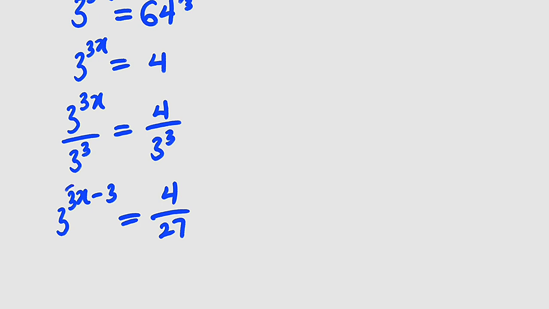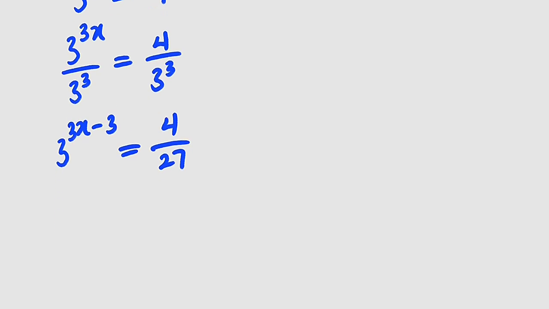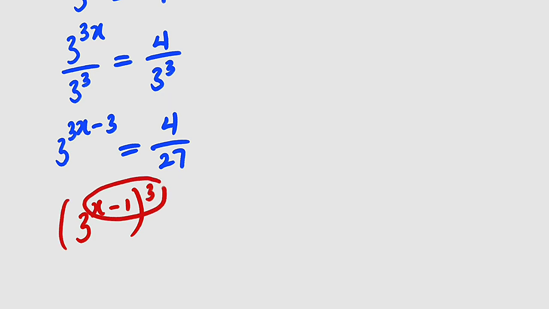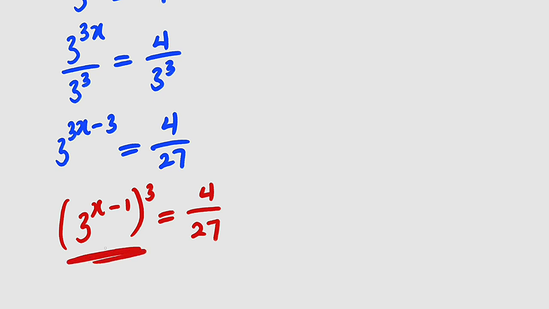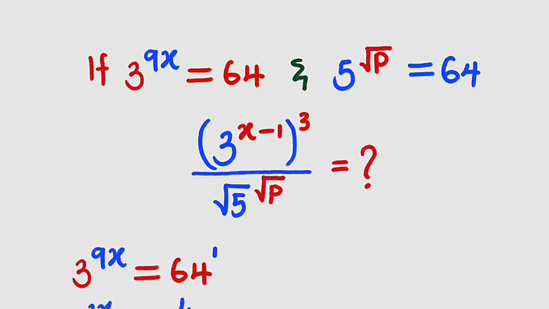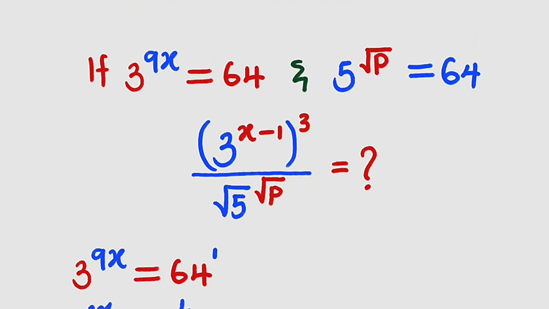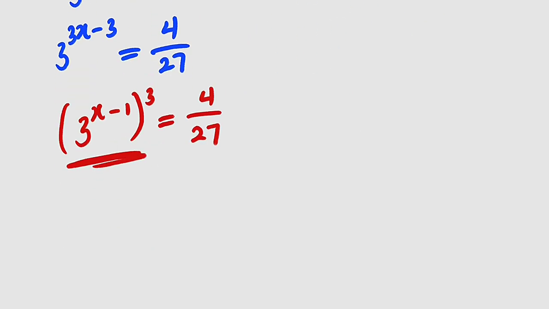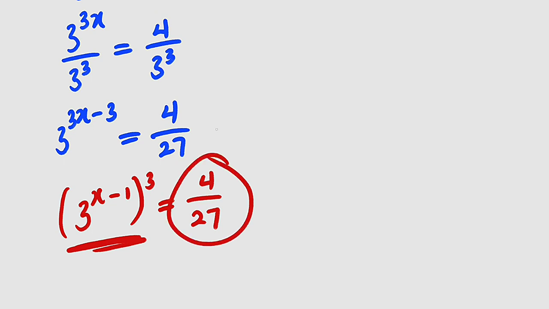Next, you can see that we have a common factor of 3 here, so we can factor it out. So on the left hand side, we have 3 raised to the power of x minus 1, whole to the power of 3. Once you expand this, you are going to have 3x minus 3, equal to 4 divided by 27. So you can see that this is exactly our numerator, right? Which is 3 to the power of x minus 1 to the power of 3. So we are done with the top, which is 4 divided by 27.